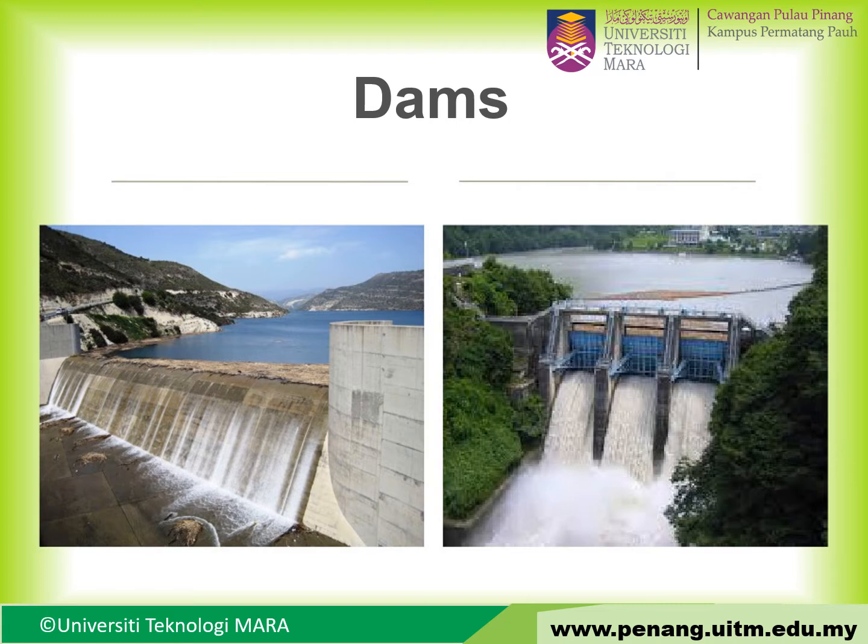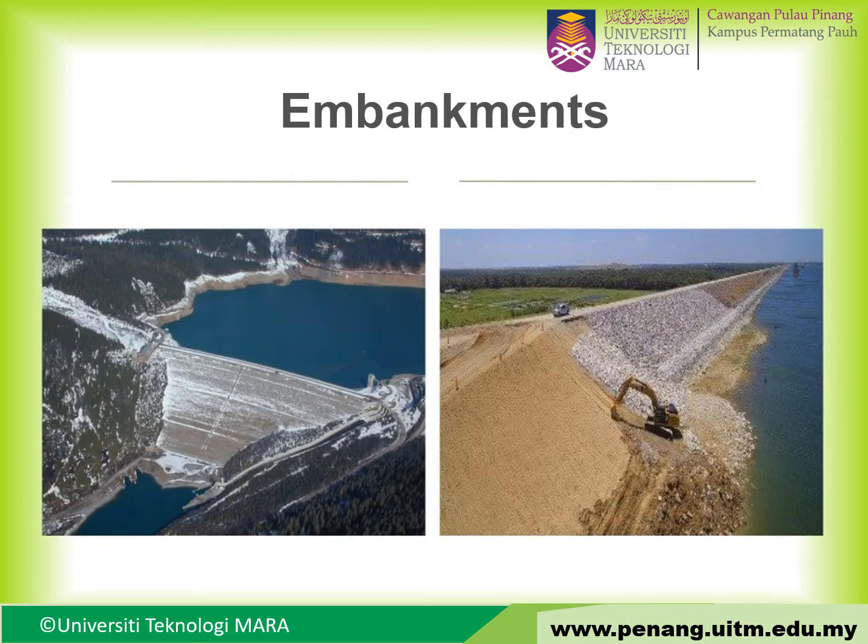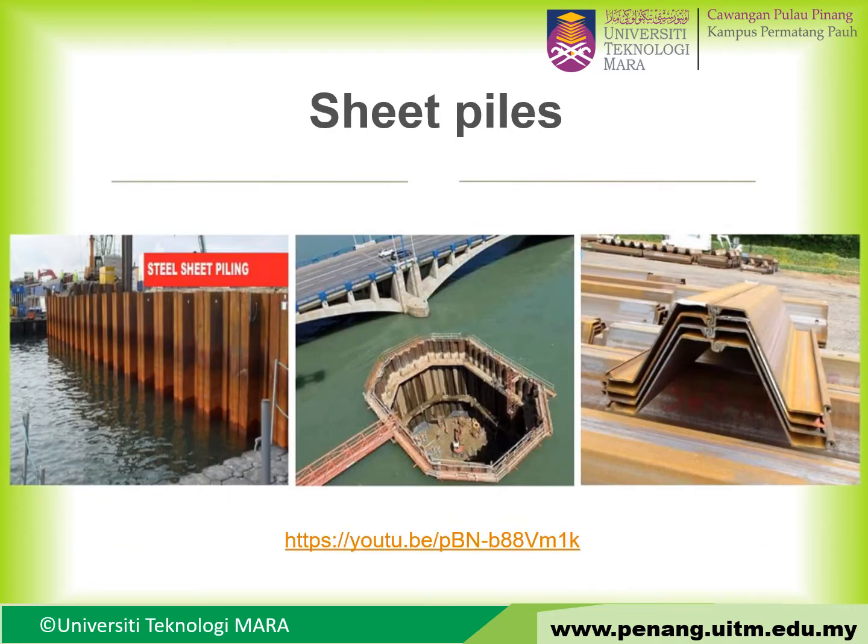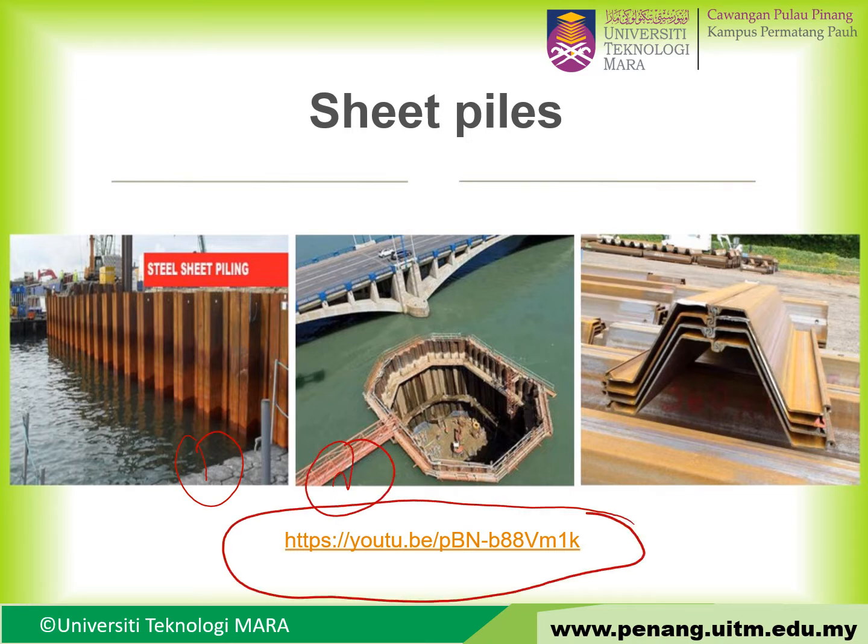Alright guys, look at this. This is an example of dams. Look at the first dam and second dam. So what are the similarities of both of them? This is an example of embankment. Look at this, and look at this. This is what we call an embankment. This is an example of sheet pile. You can look at both of these sheet piles. You may also refer to the YouTube link here.